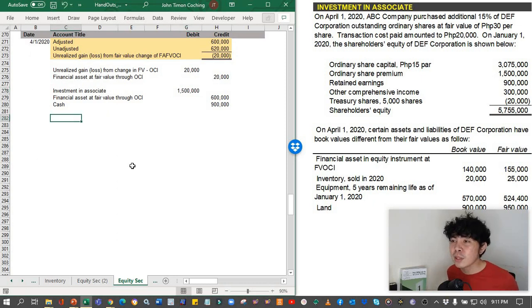Tapos, on April 1 daw, 2020, same date, we have also paid 20,000 pesos daw na transaction cost. So, babayaran din natin yan. So, debit tayo ng investment in associate, 20,000 pesos, then credit cash, 20,000 pesos. Kasi, ang transaction cost natin na to is to be capitalized. Kasi, hindi naman tayo FVPL. Tayo ay under equity method.